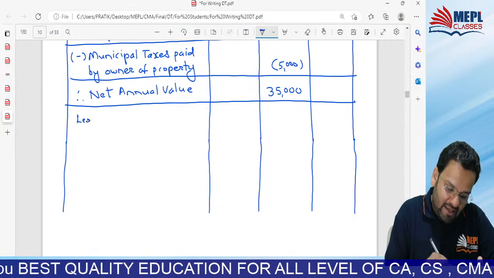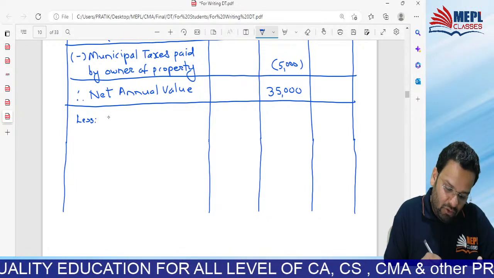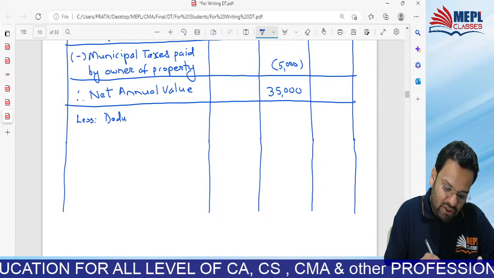Yes. Net annual value 35,000. Now comes less, deductions under section 24.